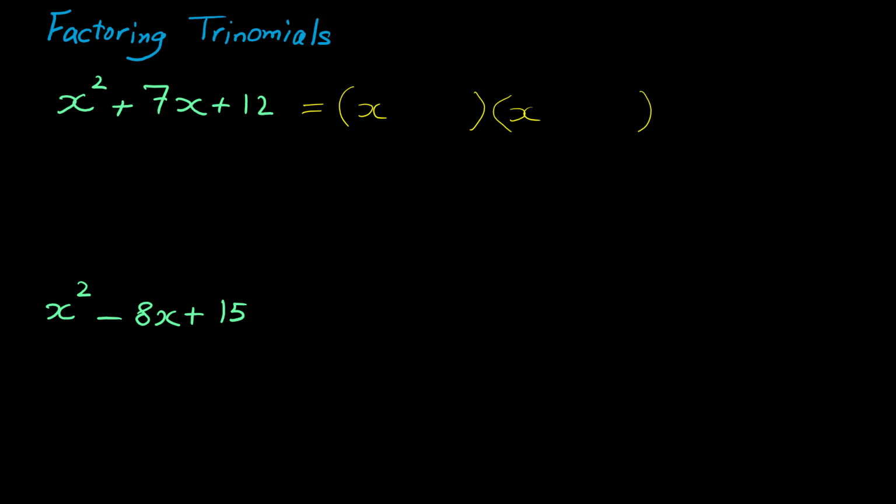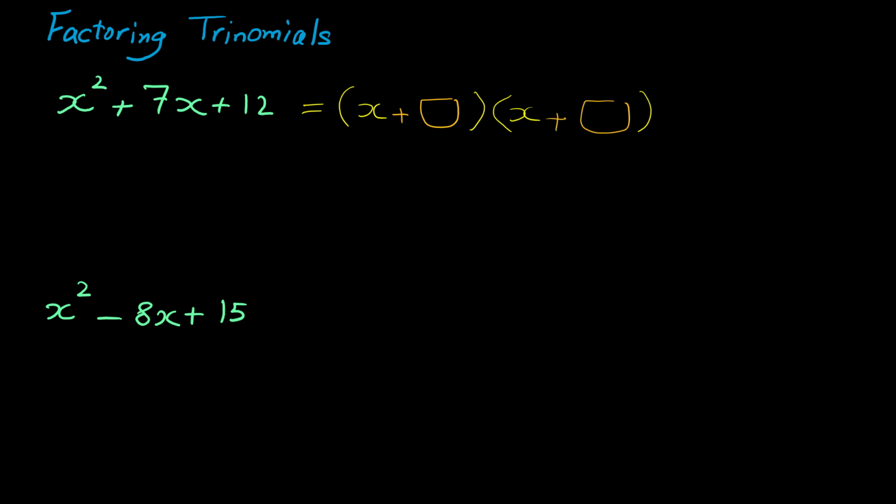The reason that we put x is that when we multiply these two brackets, x times x is x to the 2. Now we look for two numbers, so here we want to put two numbers here and here, such that 12 is the product, the multiplication of those numbers, and 7 is the sum of those numbers. So we want to put two numbers, one in each bracket, such that the product of those numbers is 12 and the sum of them is 7.